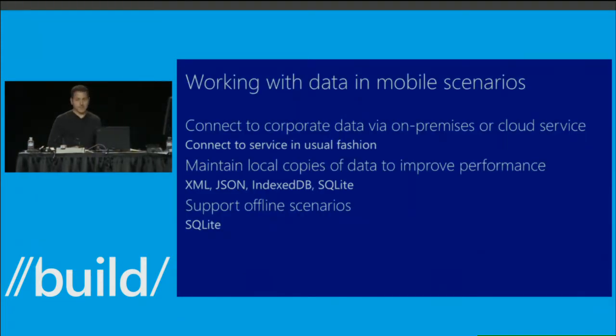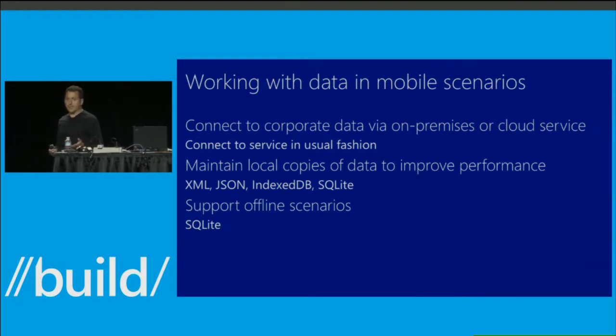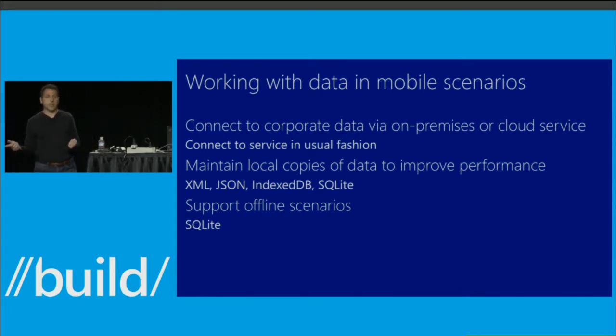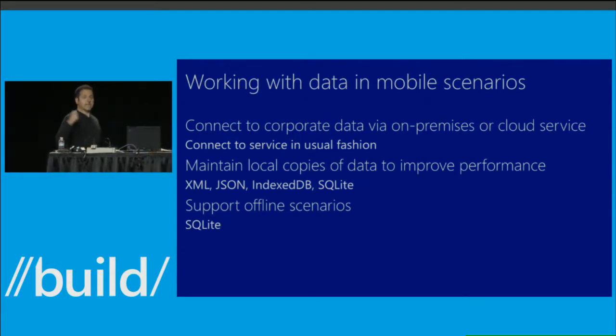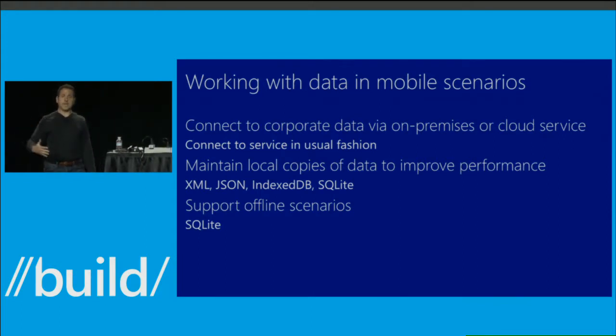Now let's talk about some programming issues. What do line of business apps do? Well, they typically work with data. So what do we need to know about working with data? If you're connecting to corporate data, whether it's on-prems or in the cloud, there's nothing new. Windows Store apps connect to services in the exact same way, whether it's an ASMX web service, or a WCF service, or a WCF data service, or a web API. Whether it's sitting on-prems or in Azure, it doesn't matter.